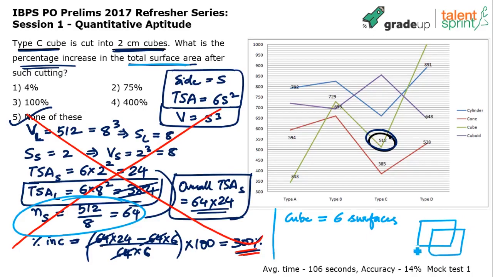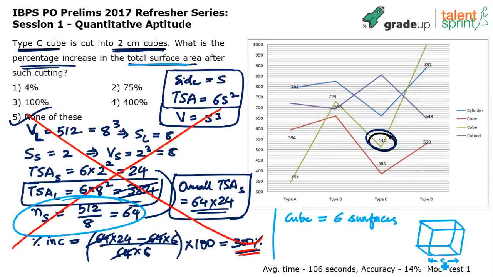All this drama is not needed in the exam. I'm doing this for the sake of explanation, right? Don't draw this diagram in the exam. You won't be awarded extra marks for this. This is how a cube looks. Now, the side is 8 centimeter. Each side is 8 centimeter.